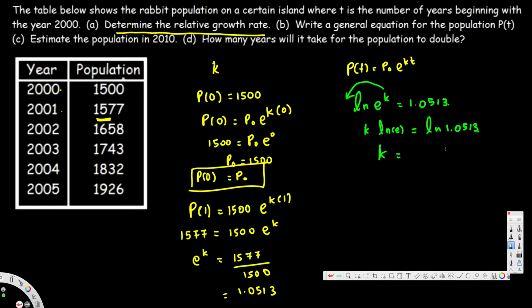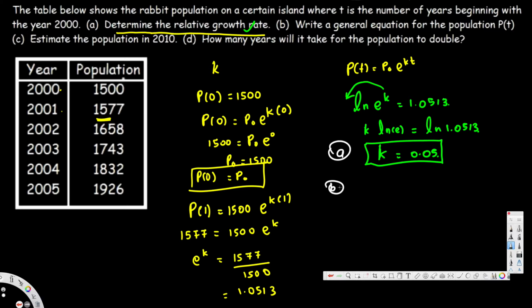And ln of 1.0513, let me calculate that. Ln of 1.0513 is 0.05. So we derived k is equal to 0.05. That's the first question, so we have done this part. The second part is asking, write the general equation for the population P of t. We have k and we have P naught, so we can write the general equation.